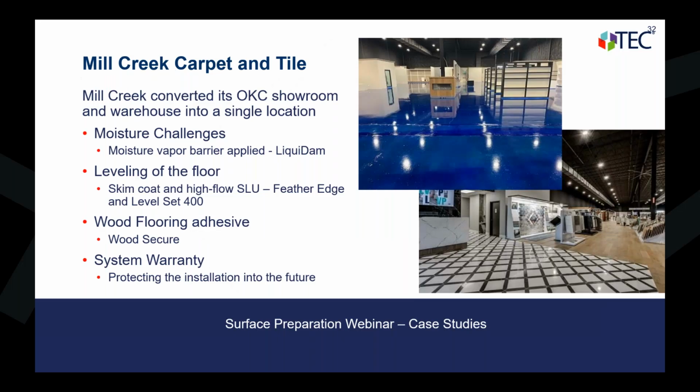This is one that I was actually a part of in Oklahoma City with Mill Creek Carpet and Tile. This project used to be an old equipment warehouse, I don't know if anybody's familiar with Diamatic, they make grinders and things like that for concrete work. One of the challenges was a whole lot of moisture. I believe they did 32 different calcium chloride tests over the whole installation. We went in and recommended that they use the Liquid Dam epoxy, and then they used our self-leveling LS Level Set 400 high flow.